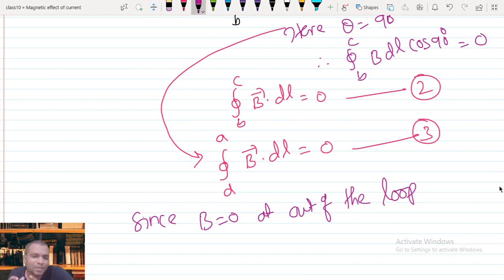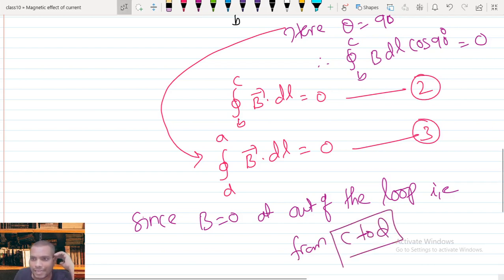Remain careful here. You might be thinking, what happens if you consider the Amperian loop very close to the coil itself? But to cover the entire solenoid, we need to consider a large Amperian loop. In a large Amperian loop, that particular portion goes away, where the magnetic field is almost negligible, nearly 0. So B equals 0 outside the loop, in the portion from C to D.